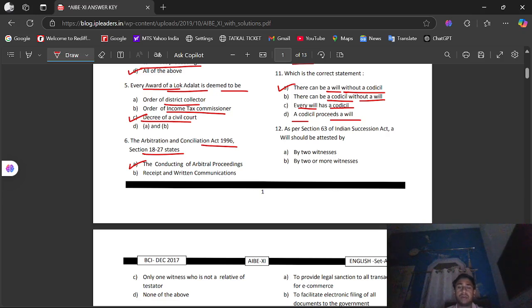Question number 12. As per Section 63 of Indian Succession Act, a will should be attested by option A, by two witnesses, option B, by two or more witnesses, option C, only one witness who is not a relative of testator, option D, none of the above. Its right option is option B, by two or more witnesses.